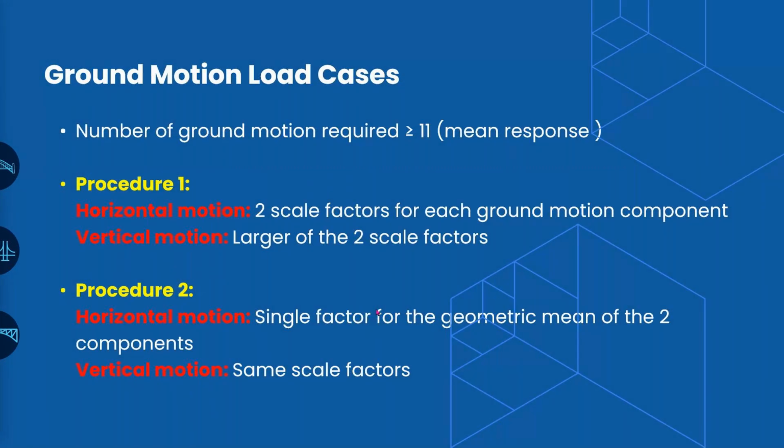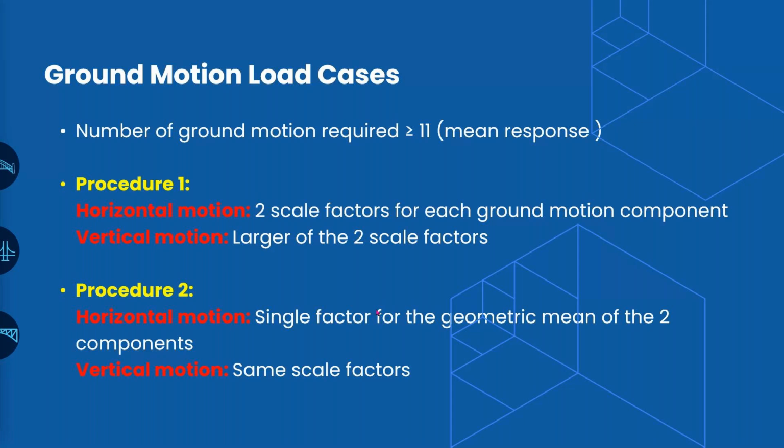Next, the ground motion load cases. There are two processes. Firstly, the number of ground motions required is greater than 11. That is the minimum number of ground motions which are required to ascertain the response of the structure. So that is called a suite of ground motions. So for each suite, for the horizontal motions, there can be two scale factors for each ground motion component. So there are two ground motion components in each horizontal direction, and there can be two scale factors which are used for scaling. And the vertical motion in this case shall be scaled by the larger of these two scale factors. That is process one, which is recommended.